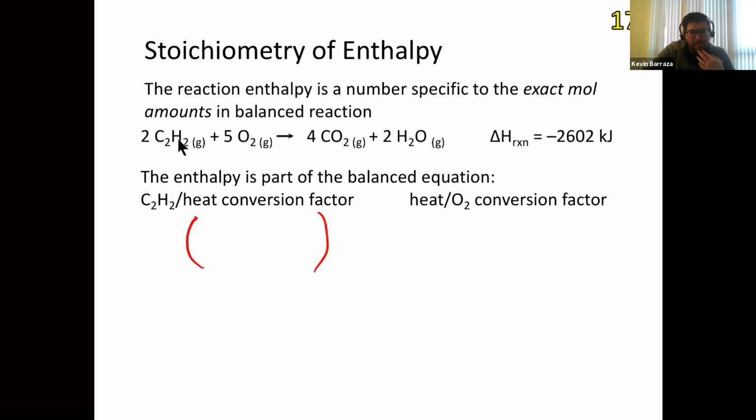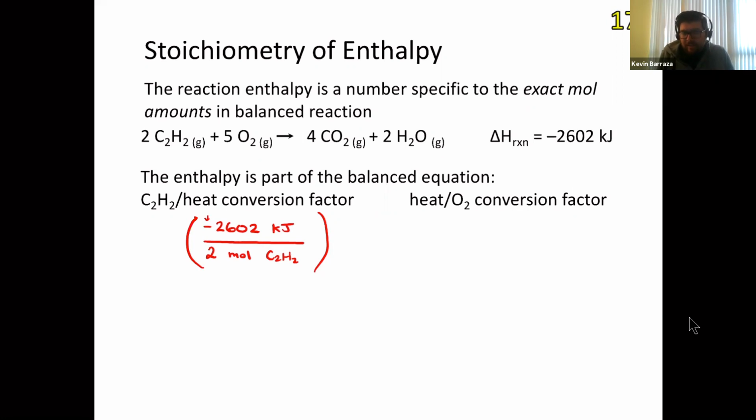this is actually acetylene. If you know your fuels, it's a part of like torches. 2 moles of this molecule will release, because of the negative sign, 2,602 kilojoules of heat energy. That means that there's only one slight addition to our stoichiometry. We just have to add, you can always make a conversion factor between moles of anything to the amount of heat that it releases.